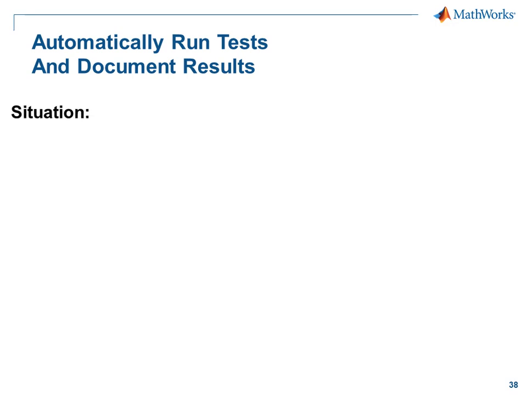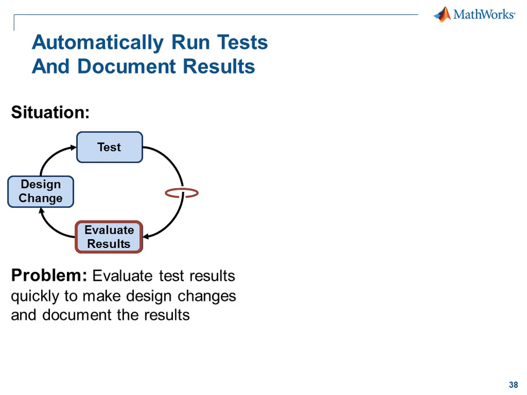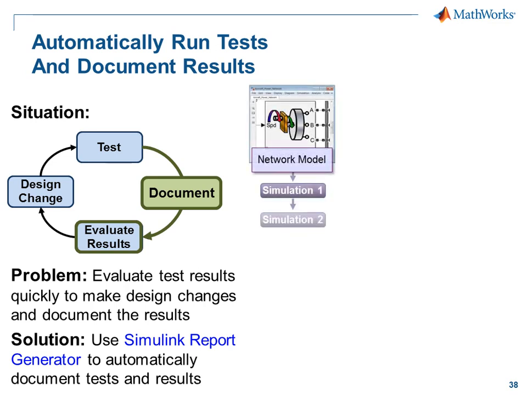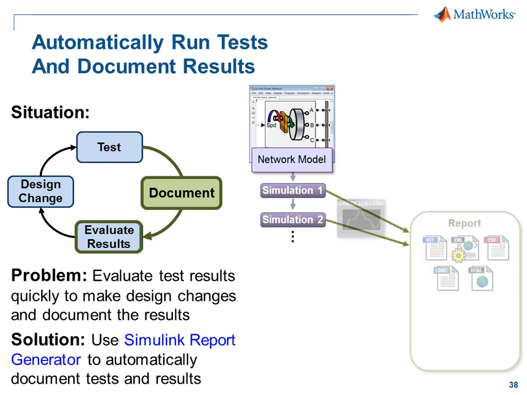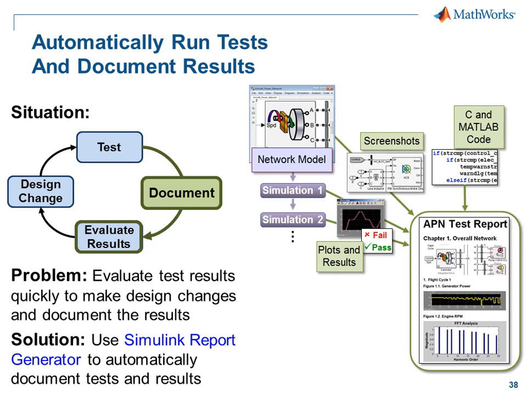Designing a system is often an iterative process where we make a design change, test that change, evaluate the results, and then make a new design change. It often takes time to evaluate the results and document why we did what we did. We can automate that process using Simulink Report Generator. Using Simulink Report Generator, we can automatically run the tests that we need to run and then assemble the results of those tests into a report that includes an evaluation of the results, screenshots of the model, C, and MATLAB code. I'll now switch over to the model so you can see how this is done.